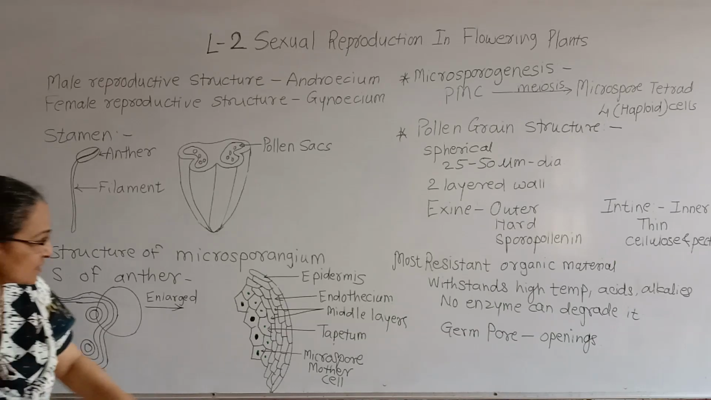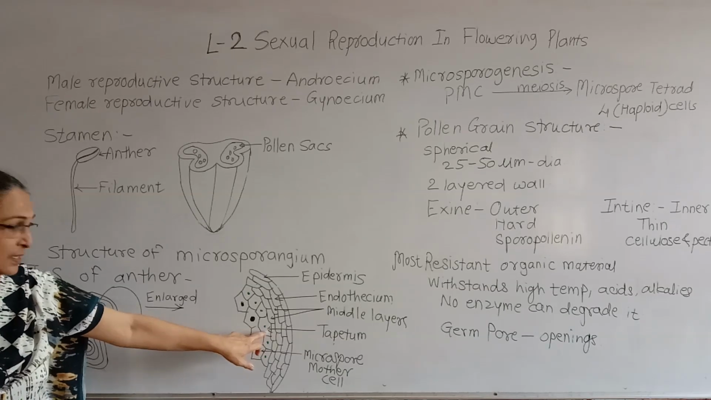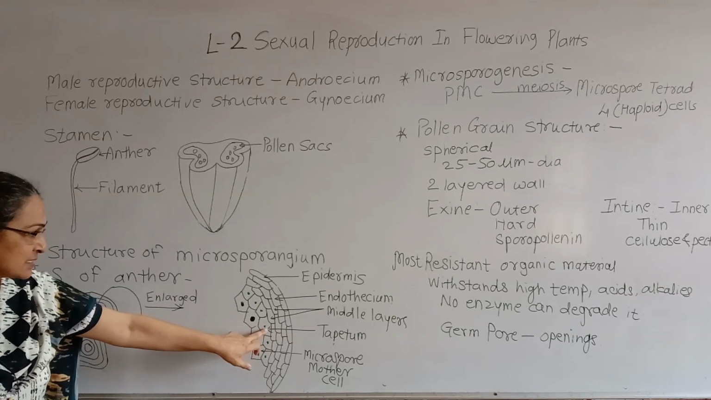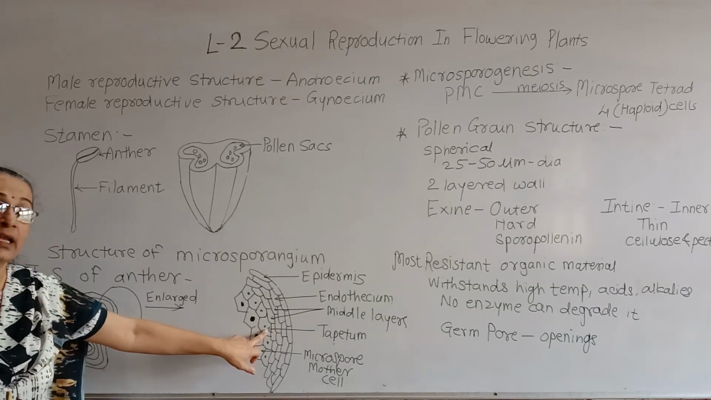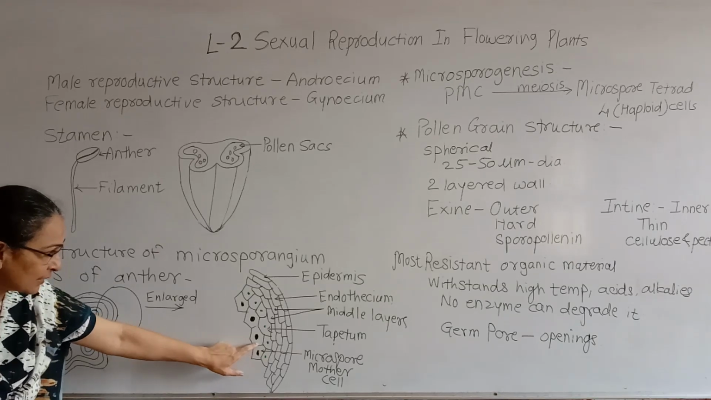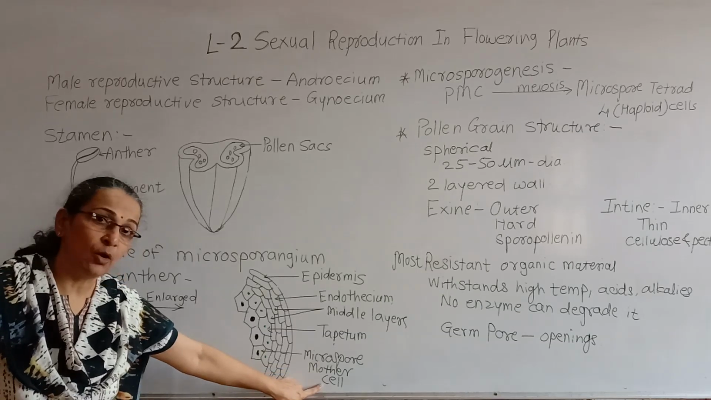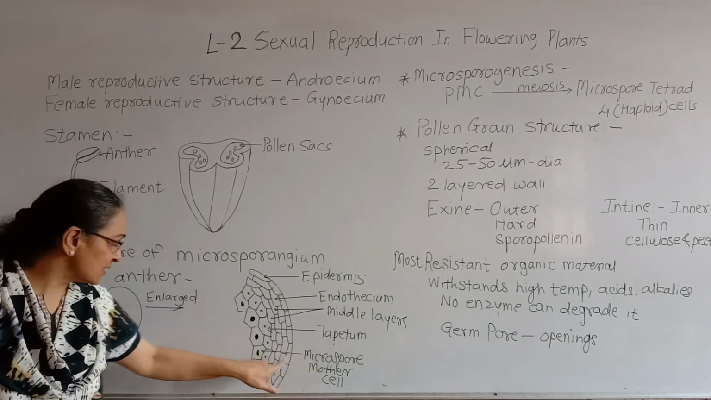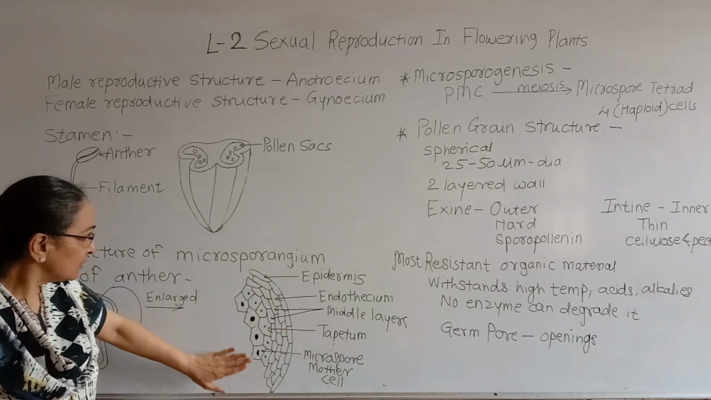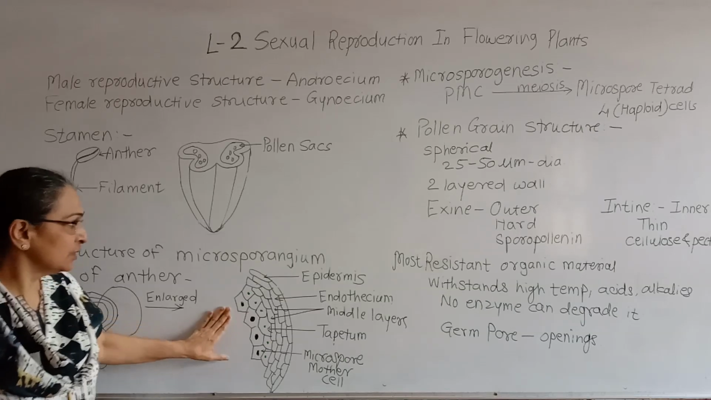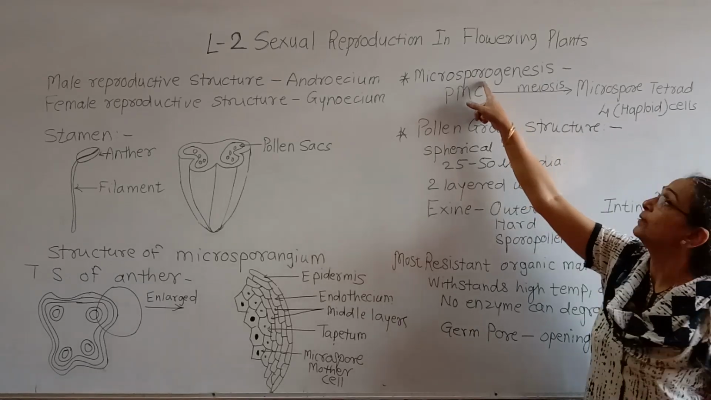Now, the cells of the tapetum have dense cytoplasm and a nucleus. These cells are important because they nourish the pollen grains, and the pollen grains are produced from these cells, which are called MMC or microspore mother cells. So this is the structure of a microsporangium. Now we will come to the next point, how these microspores are produced.